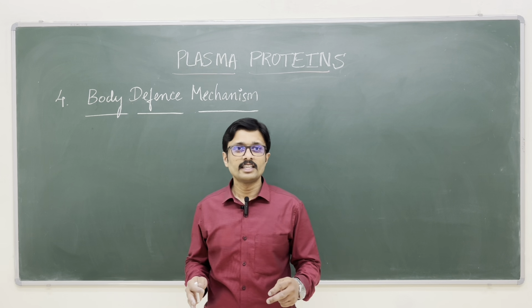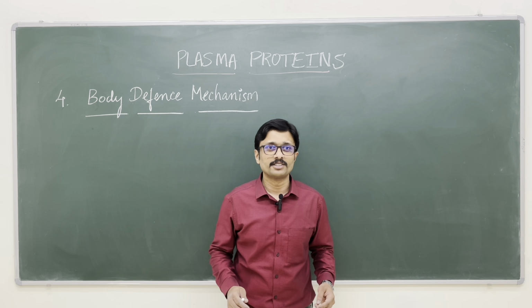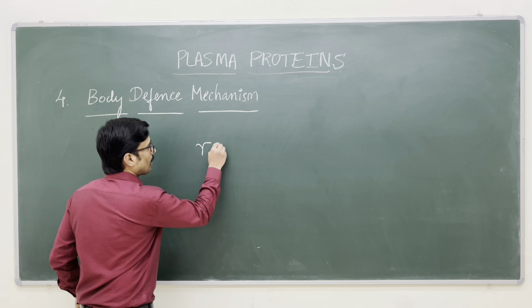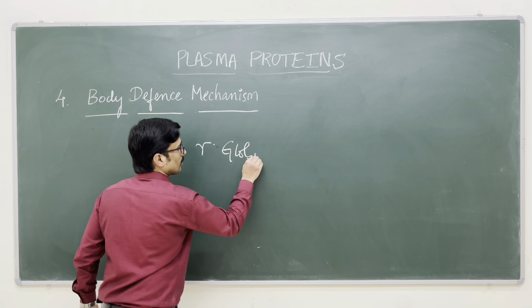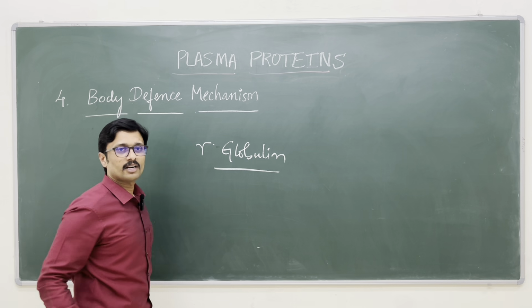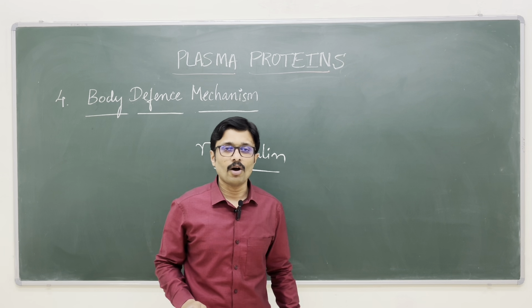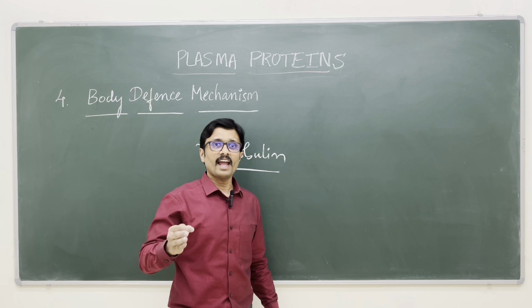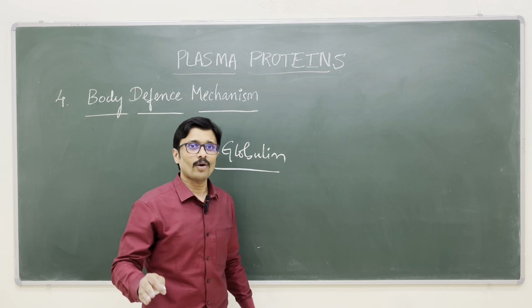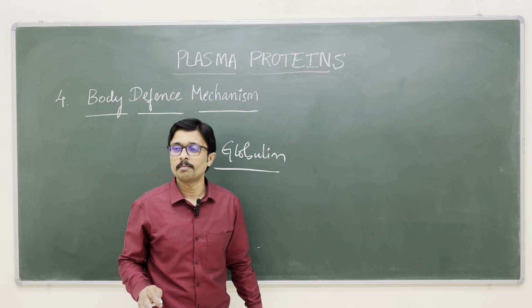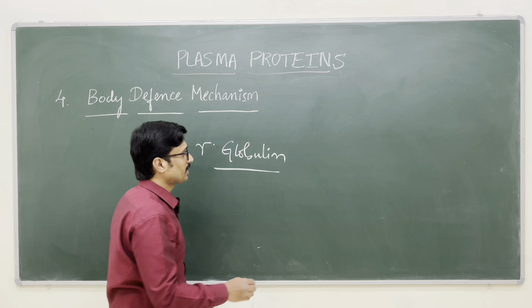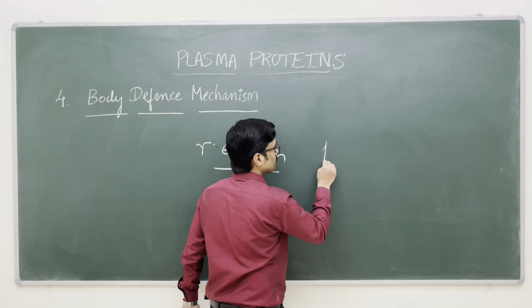Yes, the antibodies are plasma proteins. They come under gamma globulins. Antibodies are gamma globulins or immunoglobulins. They will attack the bacteria or any microorganisms and they kill the microorganisms. So we explain this under humoral immunity.